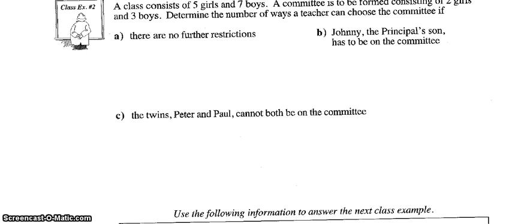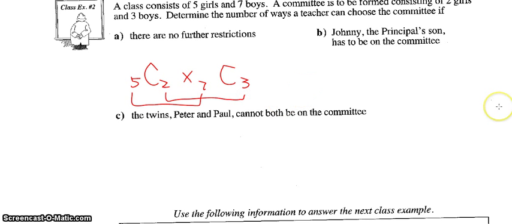A committee question is a combination question. Order doesn't matter. All right. So 5 girls, you choose 2, and then 7 boys, you choose 3. Out of the 12 people, you choose 5 people. So we have seen it before, very straightforward.